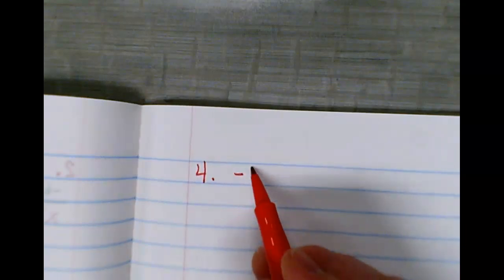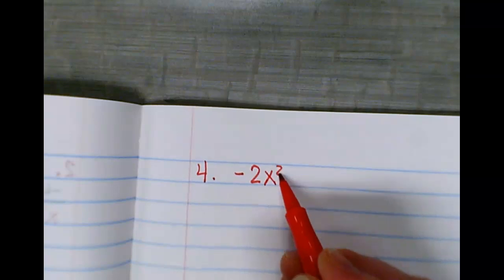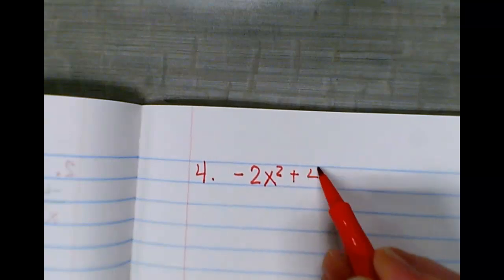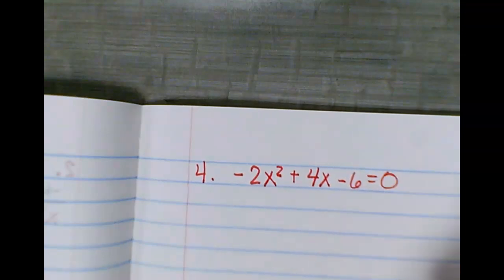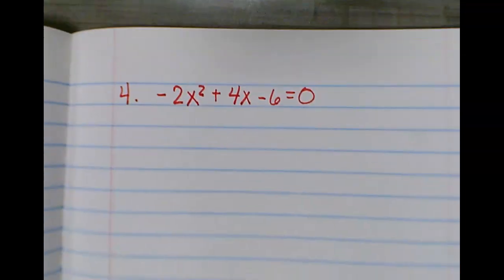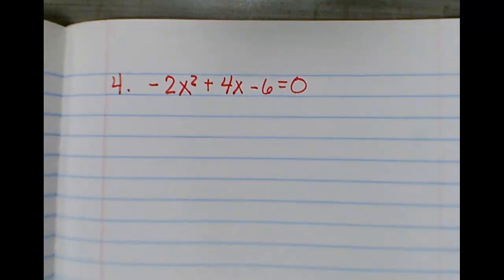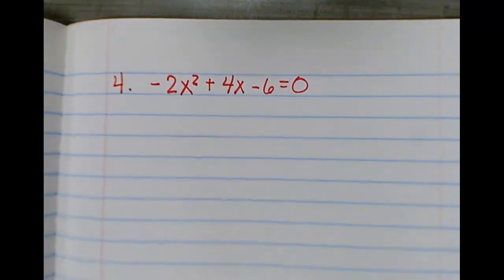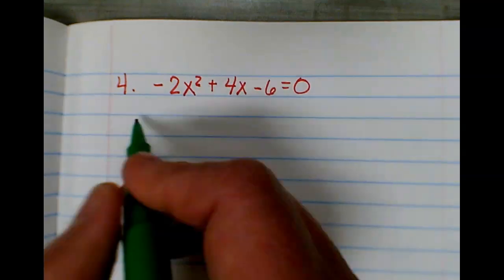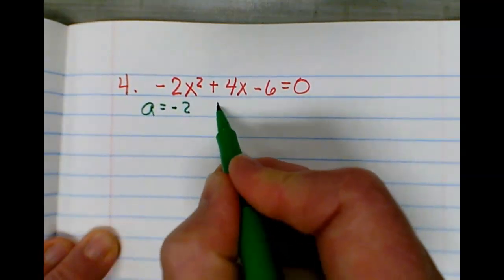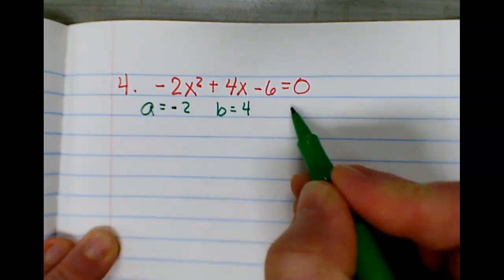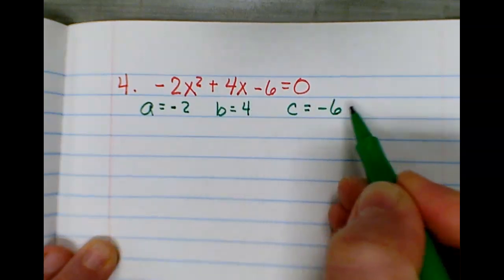So, negative 2x squared plus 4x minus 6 equals 0. Before you solve using the quadratic equation, before you can do the discriminant, you have to have it in standard form. Is this in standard form? Yes, ma'am. And the A is negative 2, and the B is 4, and the C is negative 6.